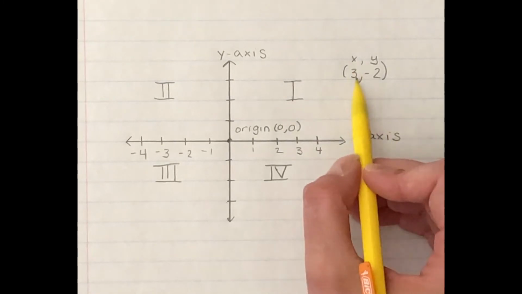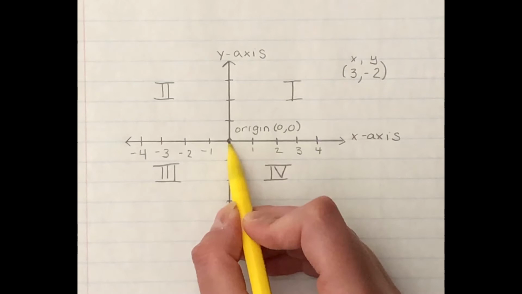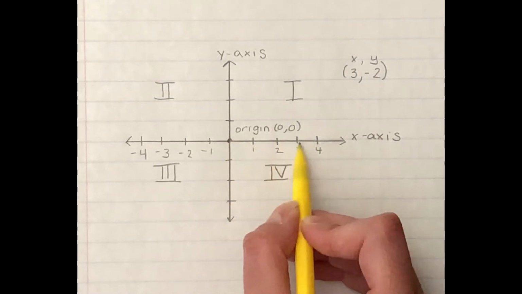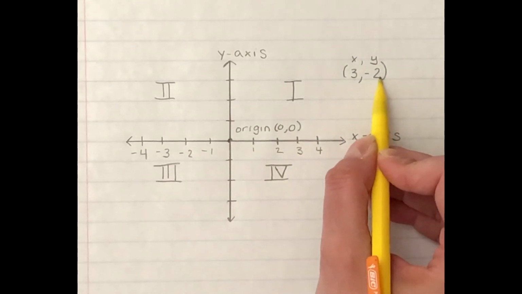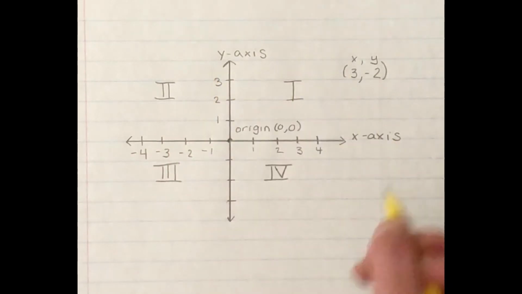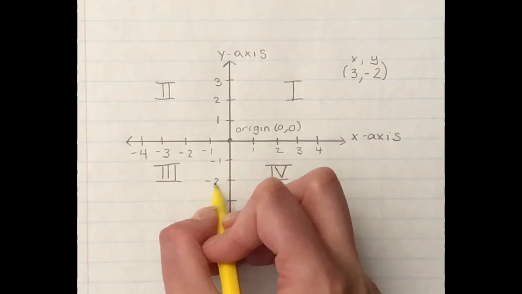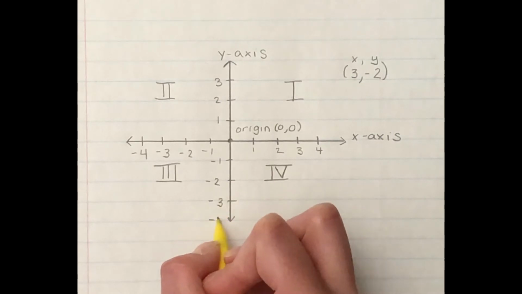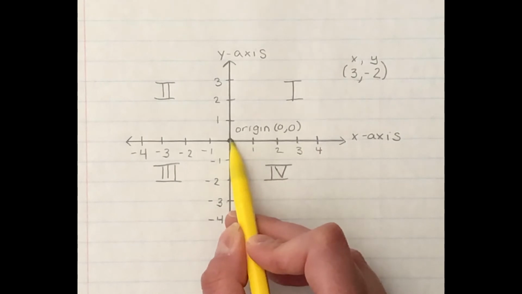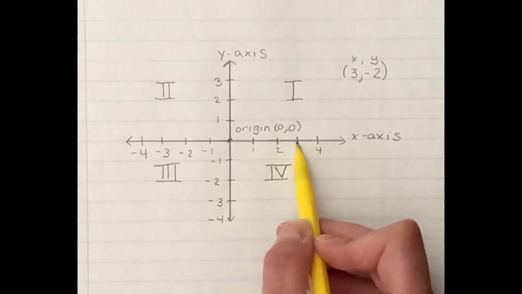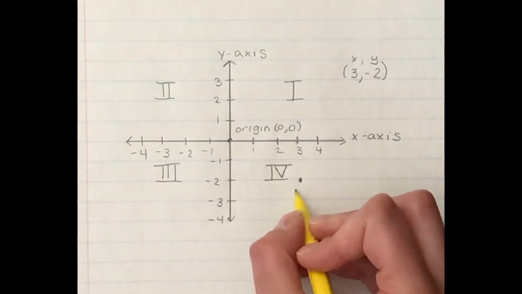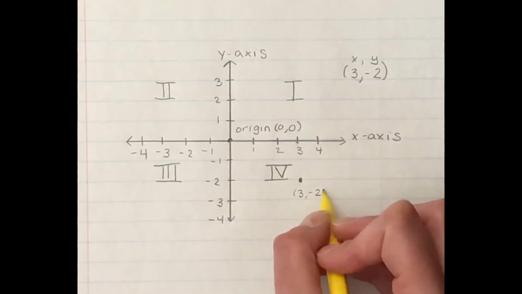So when we think about where positive 3 is, if I start at the origin, I'm going to go to the right 3 units. 1, 2, 3. And same thing with the y. The y-axis, our positive numbers are going up. Our negative numbers are going down. So if I want to plot this point that I have here, 3, -2, starting at the origin, over 3, and down 2 units. Here is the point 3, -2.